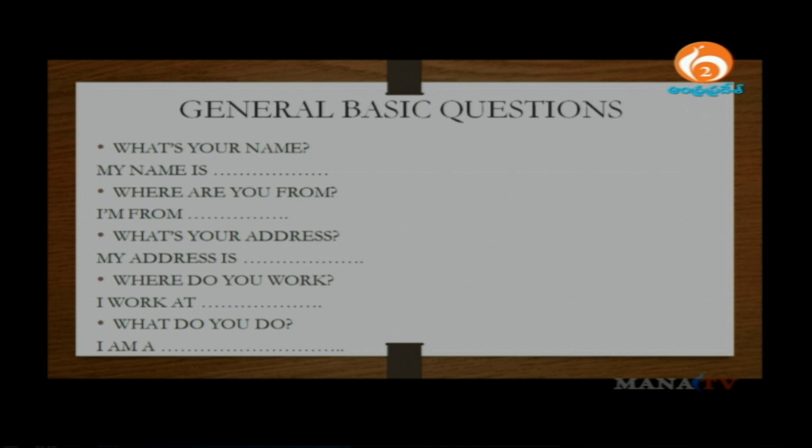My name is, and you will be telling your name. And when somebody asks you where are you from, you have to say I am from this place. When you say I am from this place, the listener will make sure that you are very convincing in telling the answer.